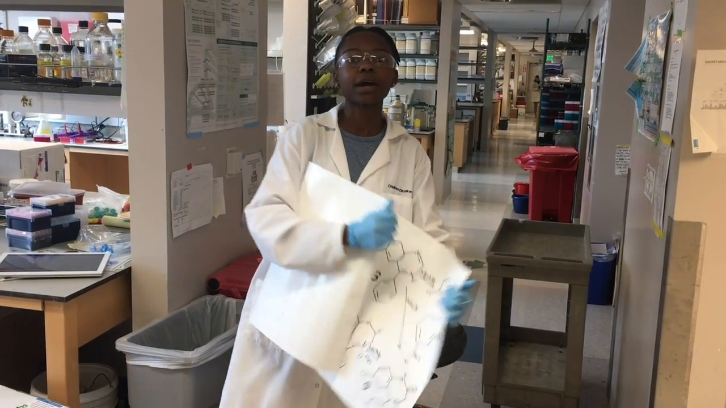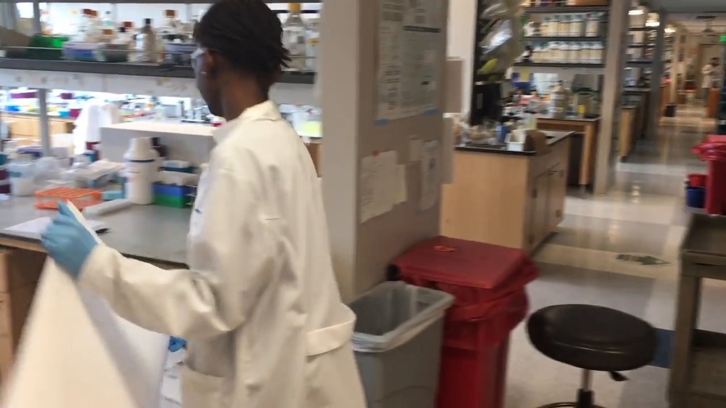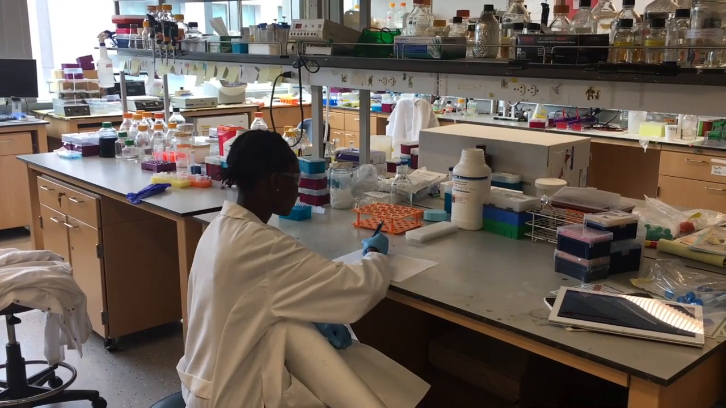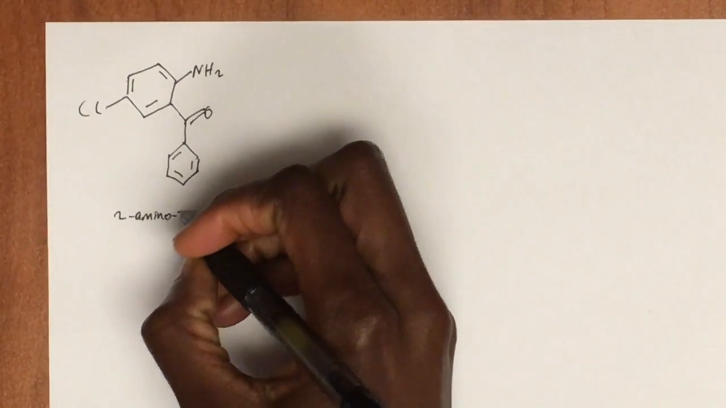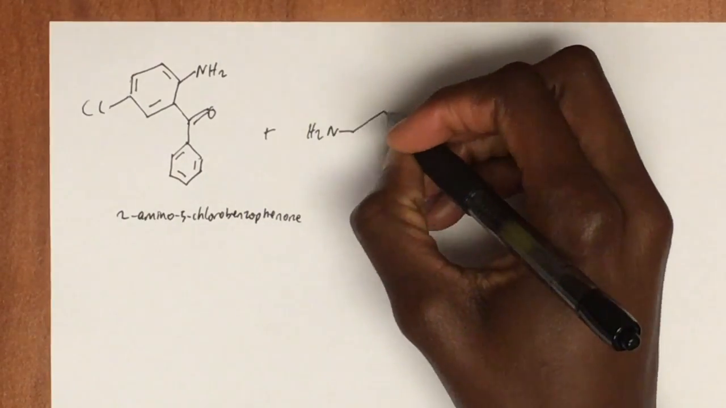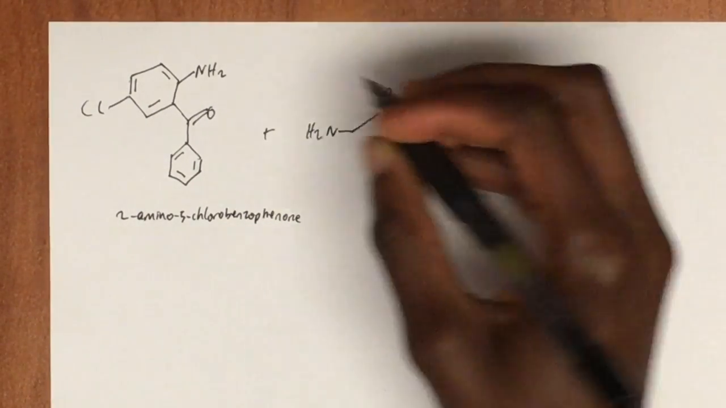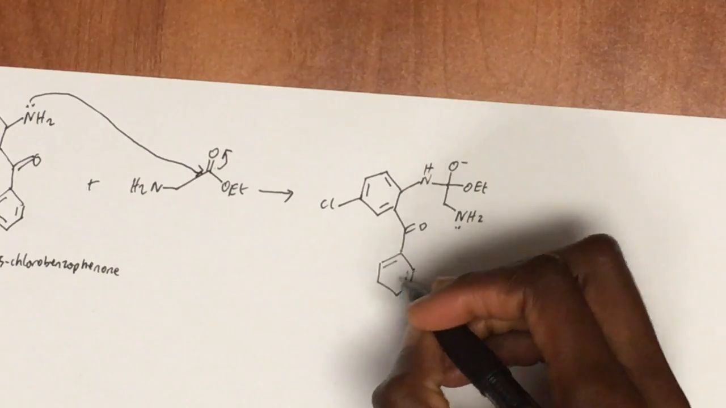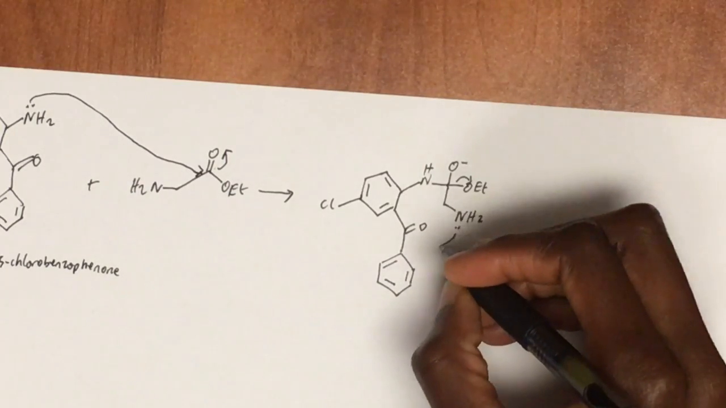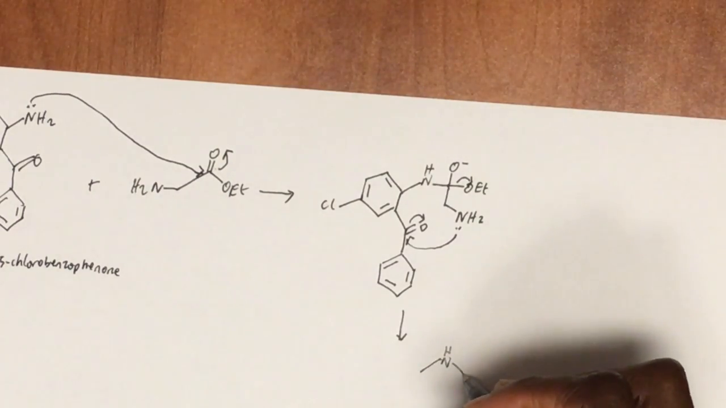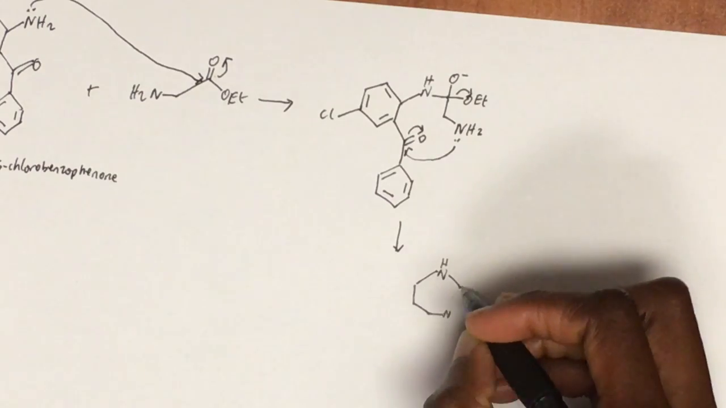Now, let me show you how this is being made. Our starting material is 2-amino-5-chlorobenzophenone. It reacts with ethyl glycinate. The amine group reacts with this ester group here. As a result, ethoxide leaves, and our amine group here kicks out oxygen and forms a 7-membered ring, as we see further below.